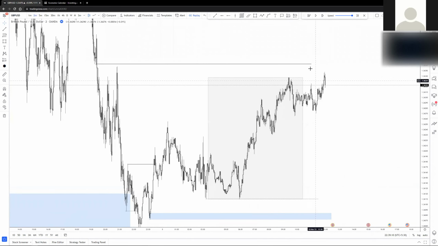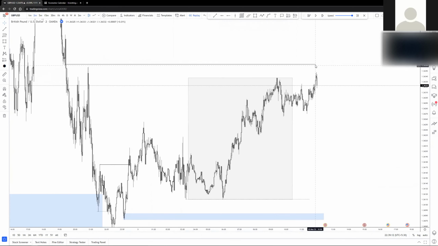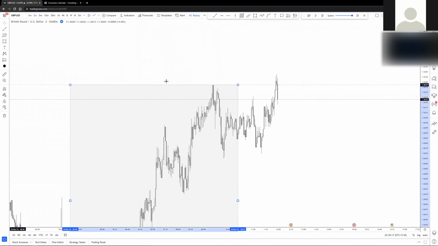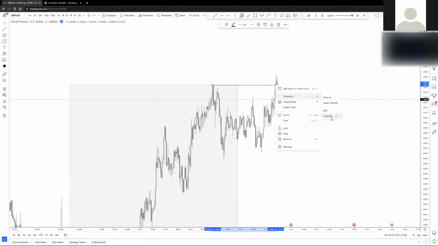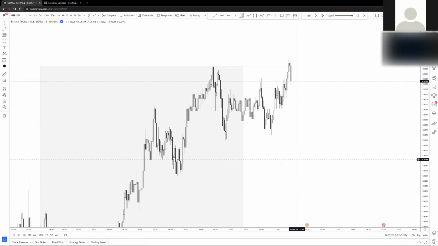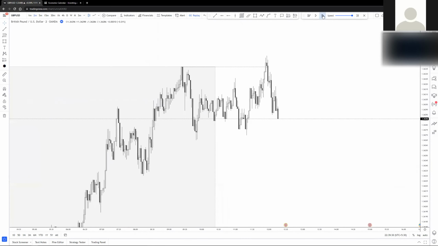So then I was waiting for the imbalance to get filled, but it did not tap into the imbalance. But what happened? Now they have broken out of Asia. Can you see that? They took out the Asian highs, and timing is perfect. Now the London kill zone is about to open at 12:30, and now they're coming down.